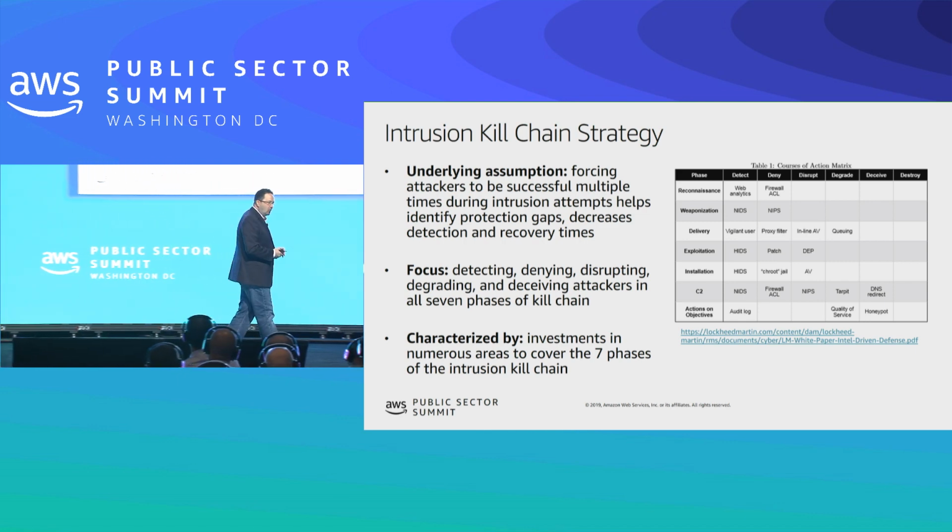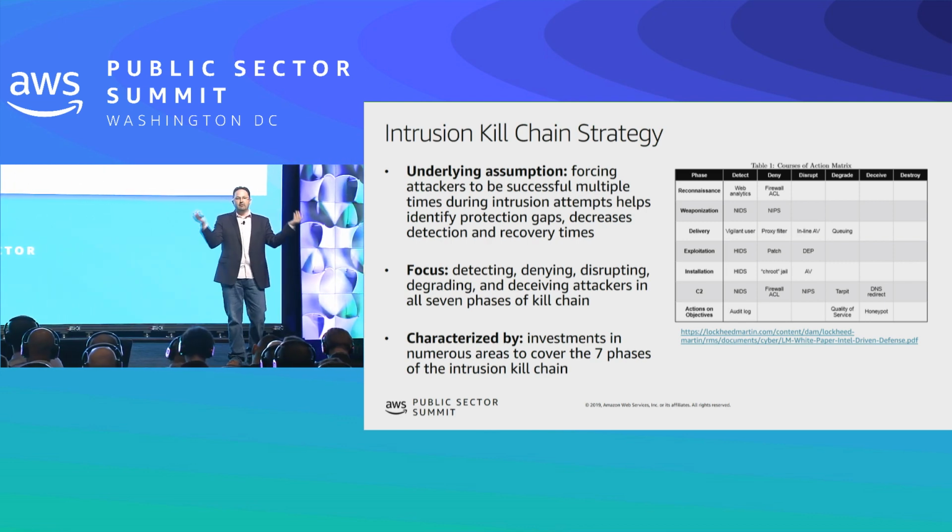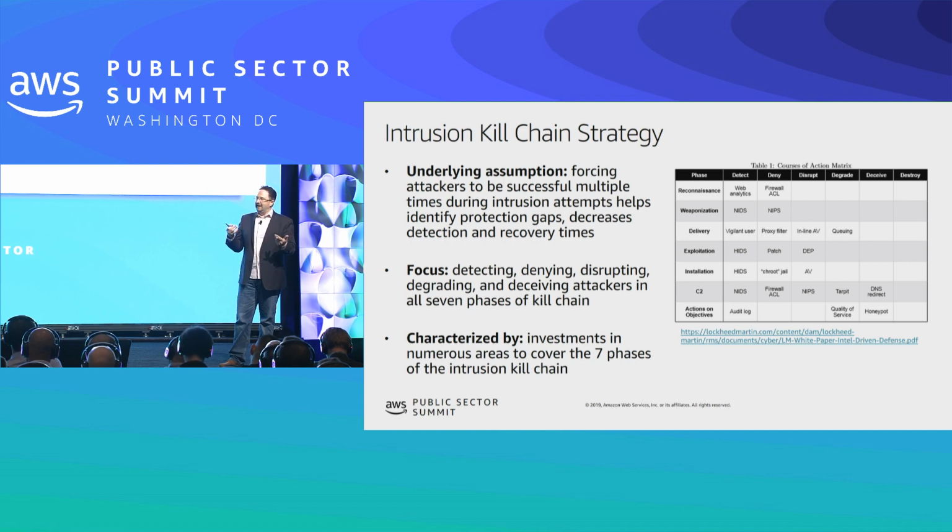C2 is command and control. So now they're going to use this network for whatever their motivations are, right? Is it profit? Is it destruction? And everywhere in between that.